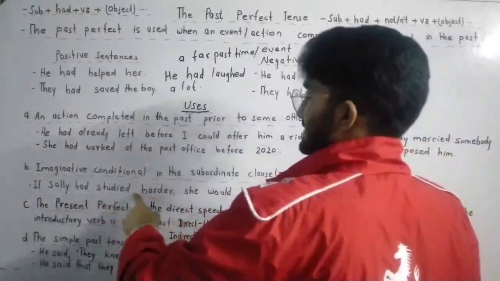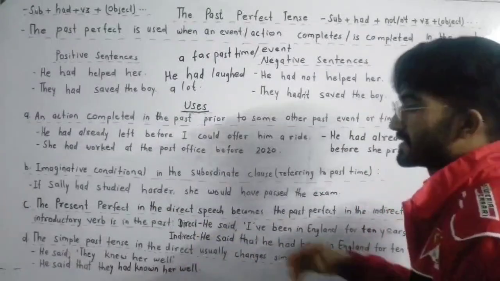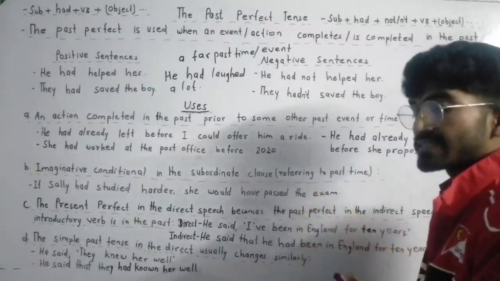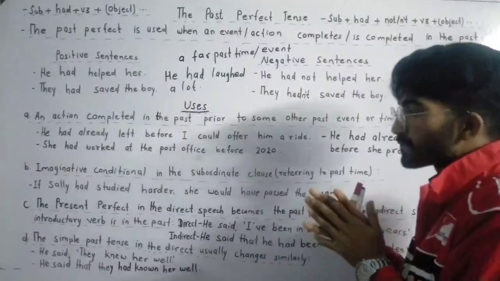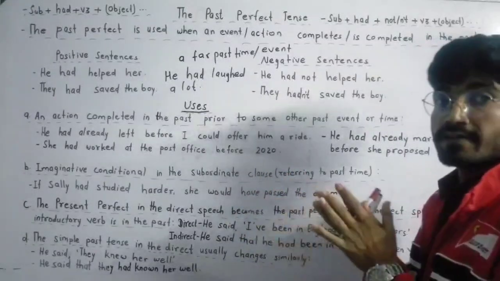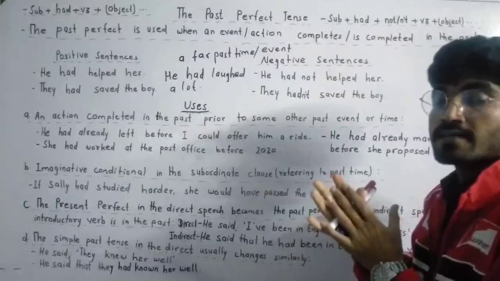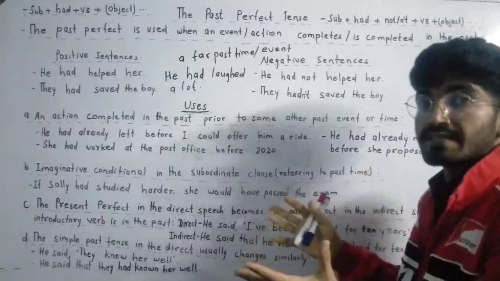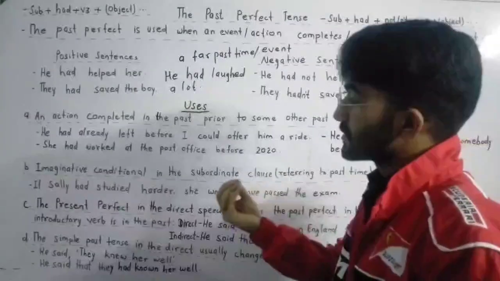If Sally had studied harder, she would have passed the exam. It means Sally hadn't studied harder, and because of that reason she couldn't pass the exam. If she had studied harder, she could have passed the exam. She would have passed the exam. See, it's an imaginative conditional sentence.